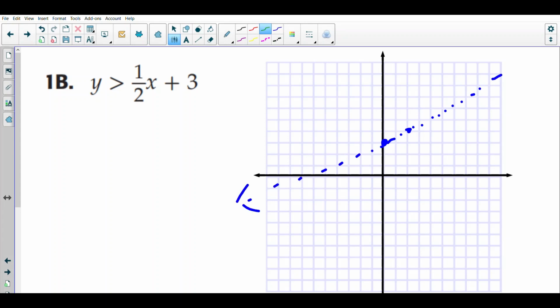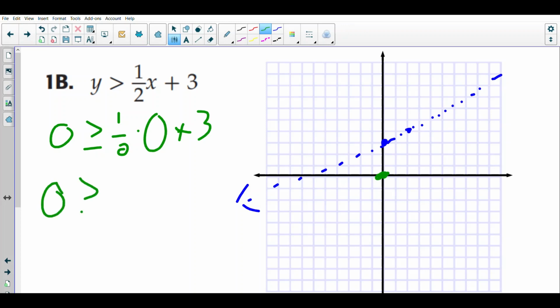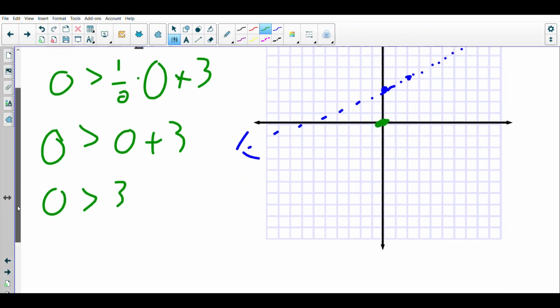Okay, and now I'm picking my point, 0, 0 right there. That's my test point. Okay, so I'm plugging in 0 is greater than 1/2 times 0 plus 3. So now I get 0 is greater than 0 plus 3. So not or equal to, I don't know why I wrote that in there. Kind of got in a habit there. It's greater than 3. Is 0 greater than 3? Well, again, this is false.